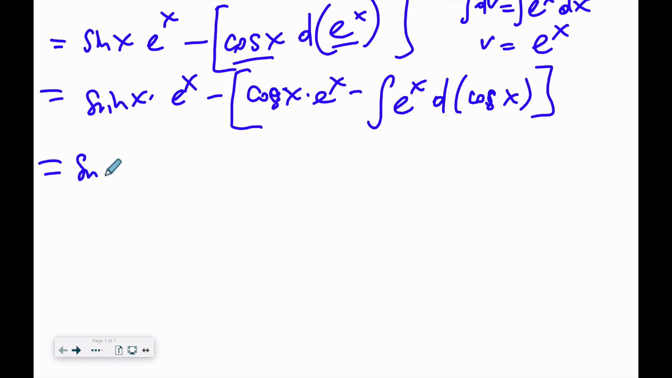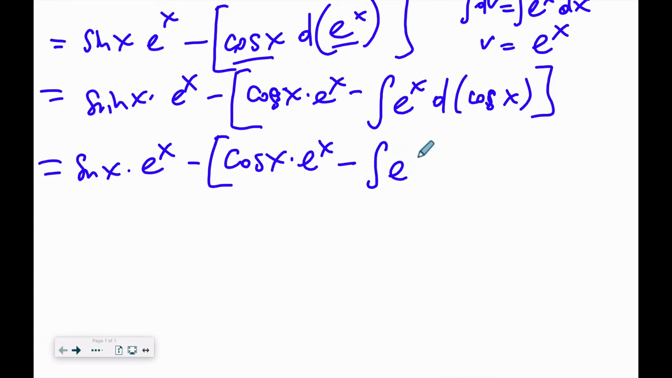So let's write this again. Sin x times e^x minus, open the bracket, cos x e^x, and then minus. So what we have here is e^x. What's the derivative of cos x? Well, the derivative of cos x is negative sin x. And with this negative sign here, it will become basically plus.